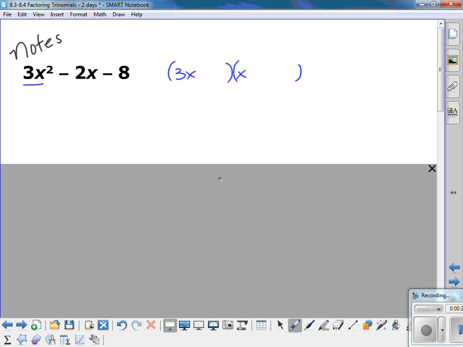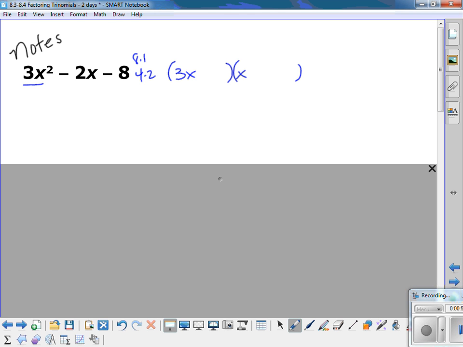Now, if I look at 8, that could be 8 times 1, or it could be 4 times 2, right? So before I start plugging anything in, I notice that if I put in an 8, 3 times 8 is 24. That's going to be way too big. And even 8x is too big. So I'm pretty sure it's not going to be 8 and 1. So I'm going to try the 4 and the 2.